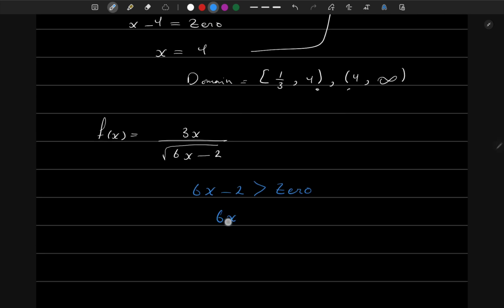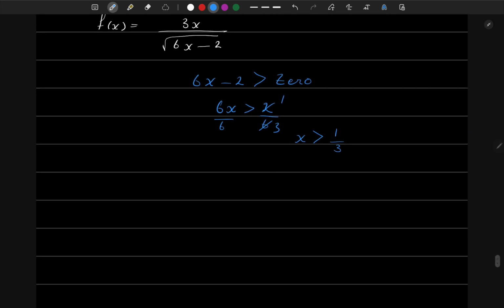So it's going to be 6x greater than 2, dividing both sides by 6. x has to be greater than 1 over 3. And so the domain is going to be 1 over 3 to infinity, but with an open interval at 1 over 3, because 1 over 3 itself is not included. x has to be greater than 1 over 3, so 1 over 3 is excluded from our domain.